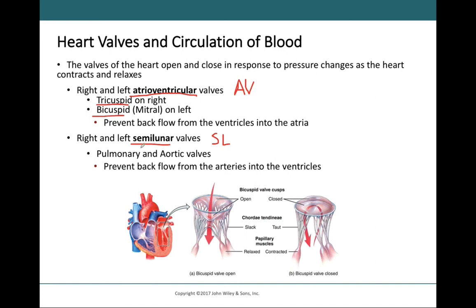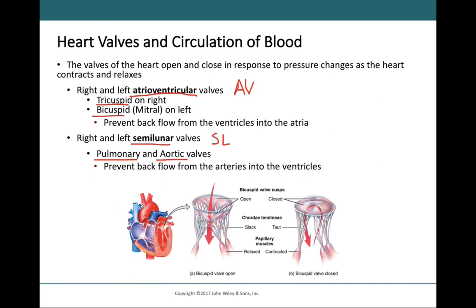And we'll also find the pulmonary valve as well as the aortic valve, and those are going to be our semilunar valves. Those are going to be found much closer up towards the larger vessels. Now the whole purpose of the valves in the heart is to prevent backflow of blood in the opposite direction.